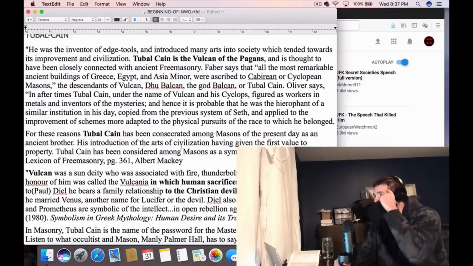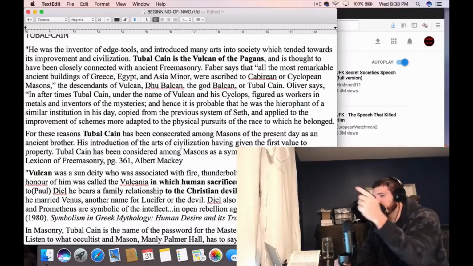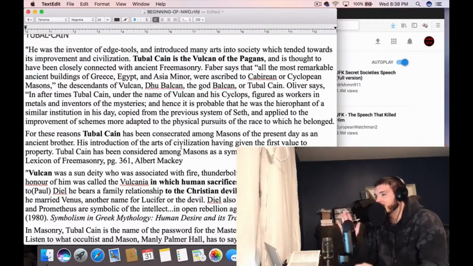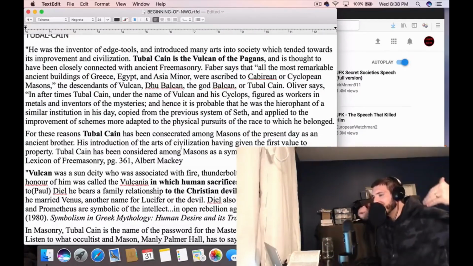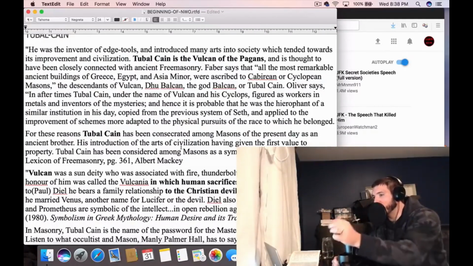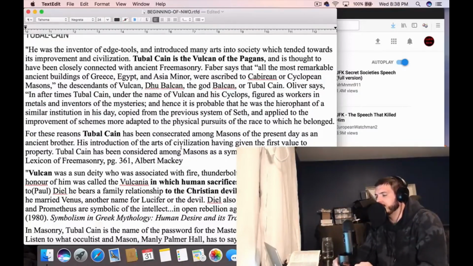So hold that thought: he said Tubal-cain is Vulcan. After this, we're going to look at who Vulcan is. But Tubal-cain is the Vulcan of the pagans and is thought to have been closely connected with ancient Freemasonry. So right there, the Freemasons admit that Tubal-cain is closely connected with ancient Freemasonry. Faber says that, quote, all the most remarkable ancient buildings of Greece, Egypt, and Asia Minor were ascribed to Cabirian or Cyclopean Masons, the descendants of Vulcan, Tubal-cain, the god Balkan, or Tubal-cain.